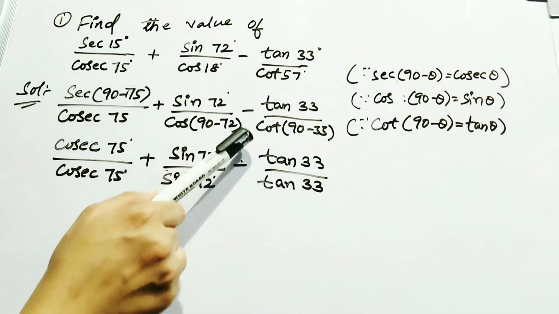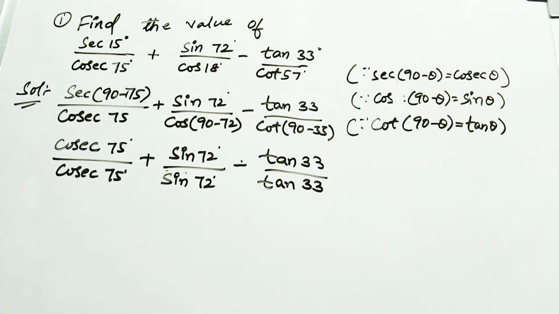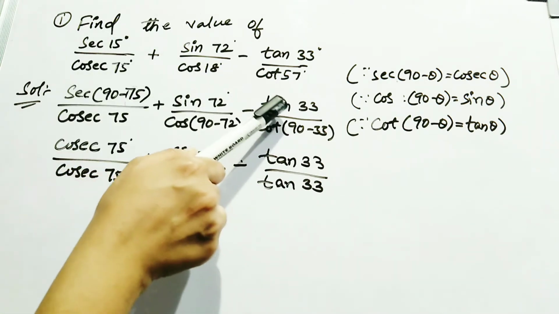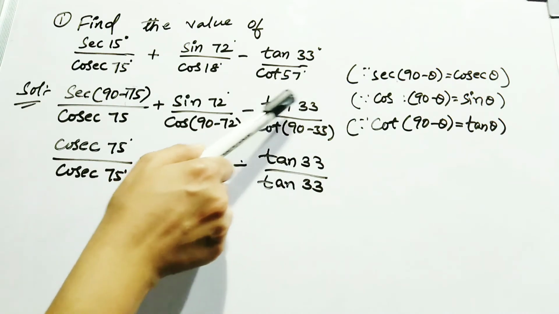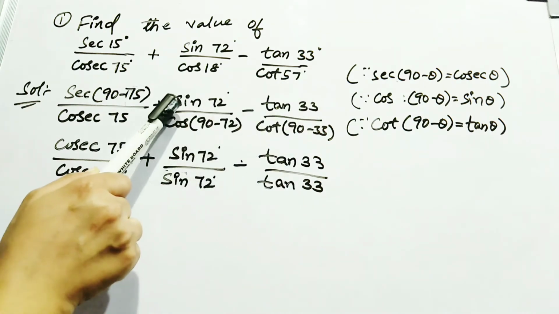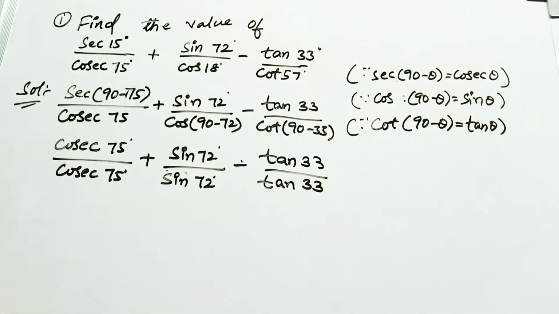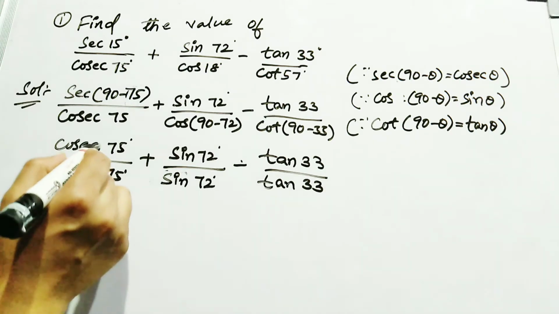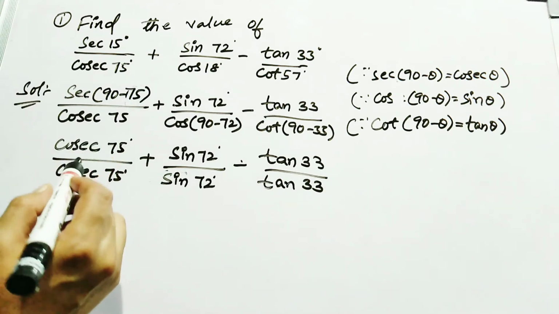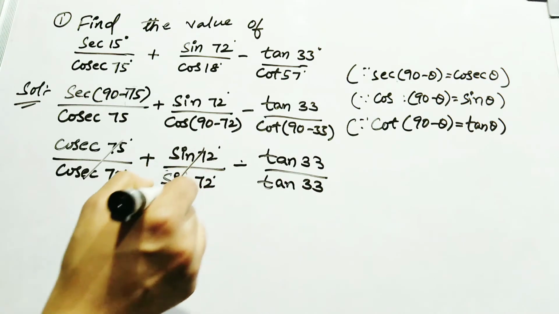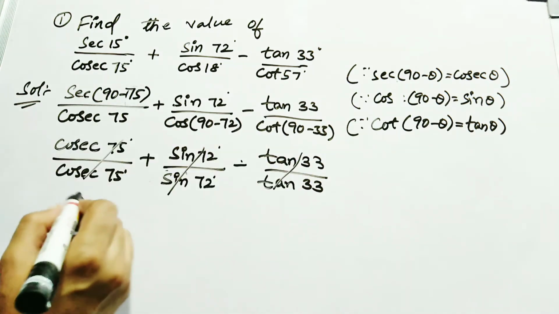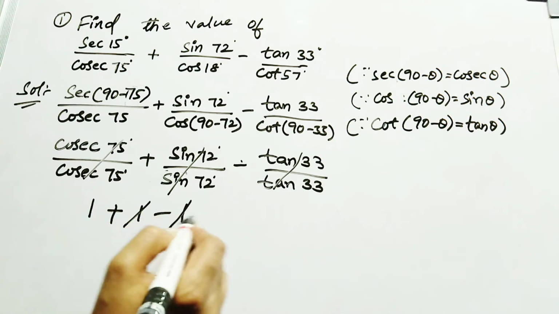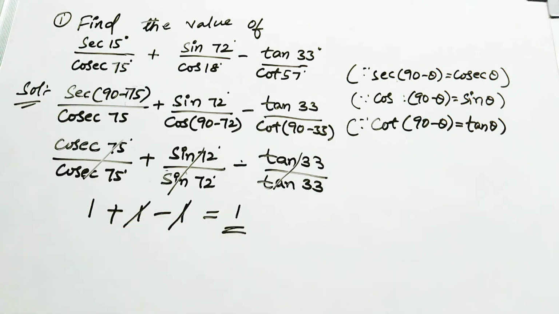You can convert tan into cot also. You can convert sin into cos. You can write sin 90 minus theta also. You can write tan 90 minus theta, and you will get cot. If you are writing sin 90 minus theta you will get cos. If you are writing cosec 90 minus theta you will get sec. Cosec 75 upon cosec 75 is cancelled. This is also cancelled. This is also cancelled, each giving 1. 1 plus 1 minus 1. Plus 1 minus 1 will be cancelled and you will get the value as 1.